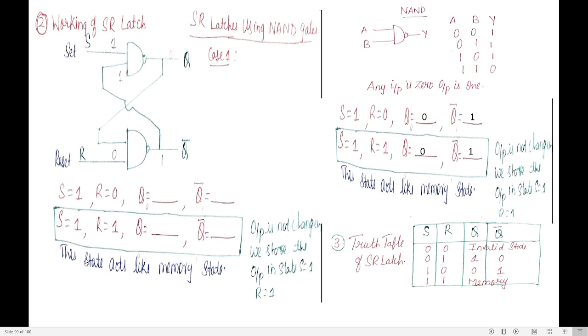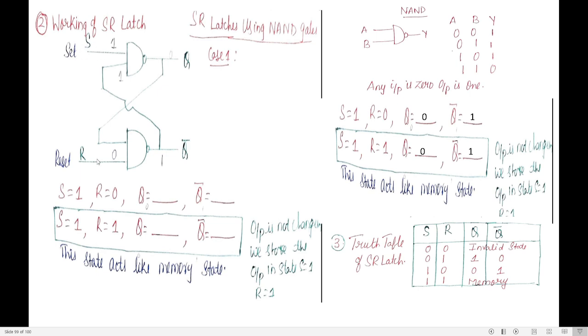Now let us see the next case. My next case is S is 1, R is 1. So make S as 1, R as 1. When S is 1 and R is 1, can I predict? What is the one line syntax? If any input is 0, output is 1. Whereas in this case, both S is 1 and R is 1. So I cannot predict what is Q bar or what is Q.